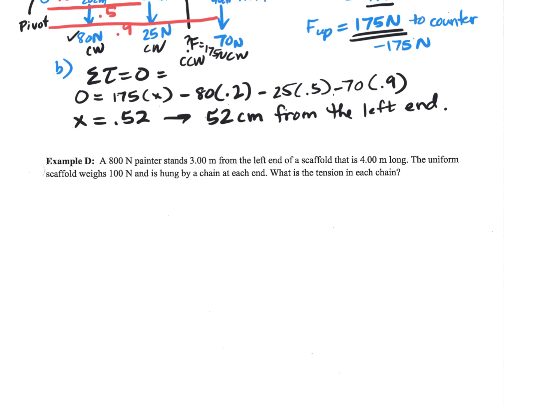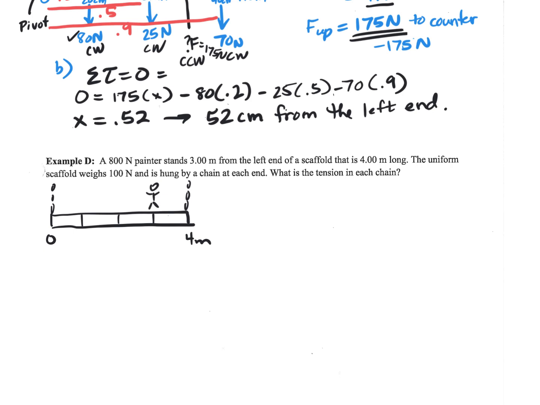Let's look at the second to last problem here. An 800 Newton painter stands 3 meters from the left end of a scaffold that's 4 meters long. The uniform scaffold weighs 100 newtons and is hung by a chain at each end. Okay, so draw pictures the first thing. We've got 4 meters long, so this is 0, and this is 4 meters, isn't it? Here's the center. So the painter stands here, doesn't he, at 3 meters? And we've got a chain on both ends. All right.